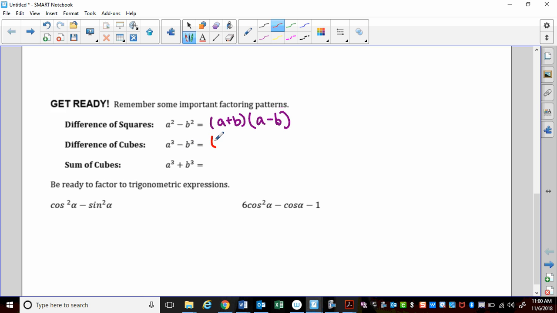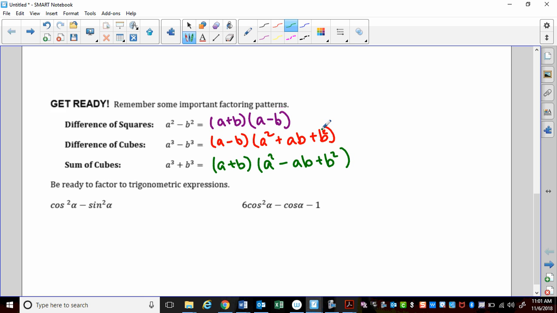When it's a minus, then it's going to be a minus b first. And then it's going to be a squared. We kind of go down 1 in degrees. So started at 3, now it's squared. Plus a times b. So this one is plus. And then plus b squared. When it's a cubed plus b cubed, then we start with a positive, a plus b. And then we're going to have a squared minus right here, ab plus b squared. There's a squared right here. I don't know, that looks weird.